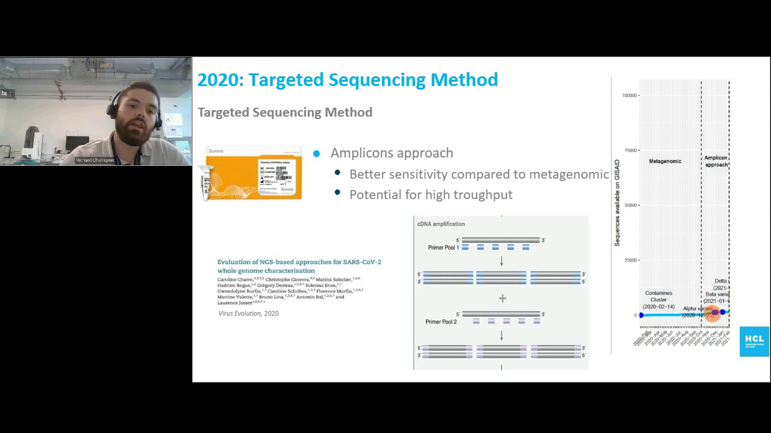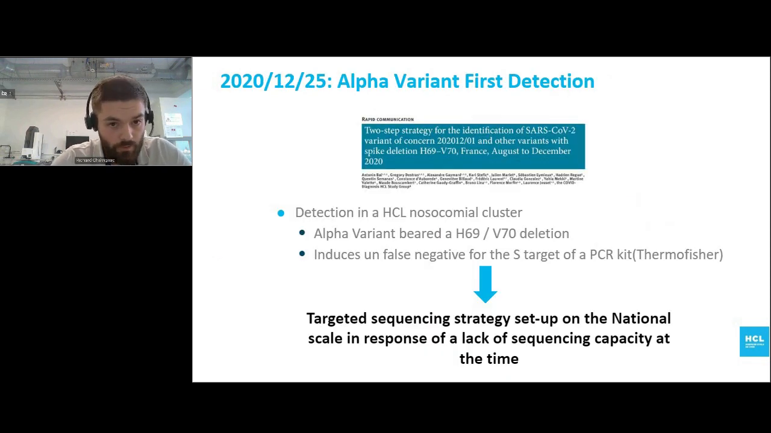Speaking of which, in late December 2020, we detected our first alpha variant, and also the first alpha variant in France. It was detected in a nosocomial cluster of the hospital. Importantly, the alpha variant bears the H69-V70 deletion in the spike, inducing a false negative for the S target of a PCR kit. This particular characteristic showed great interest in the sequencing process, and so a targeted sequencing strategy set up on the national scale was made in response to a lack of sequencing capacity at that time.